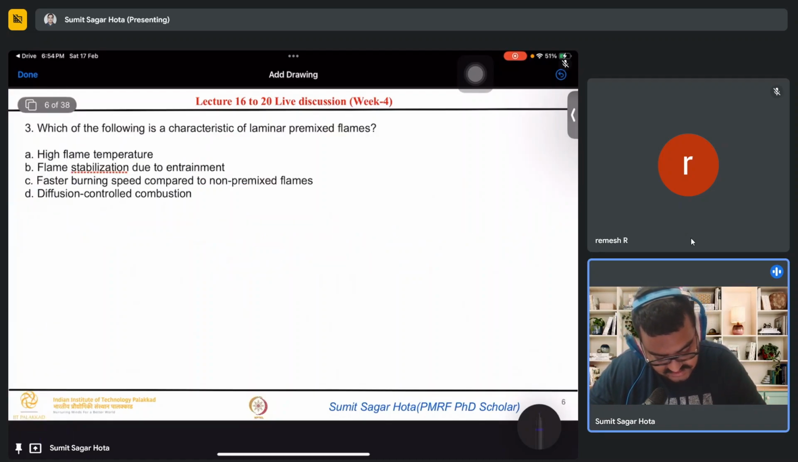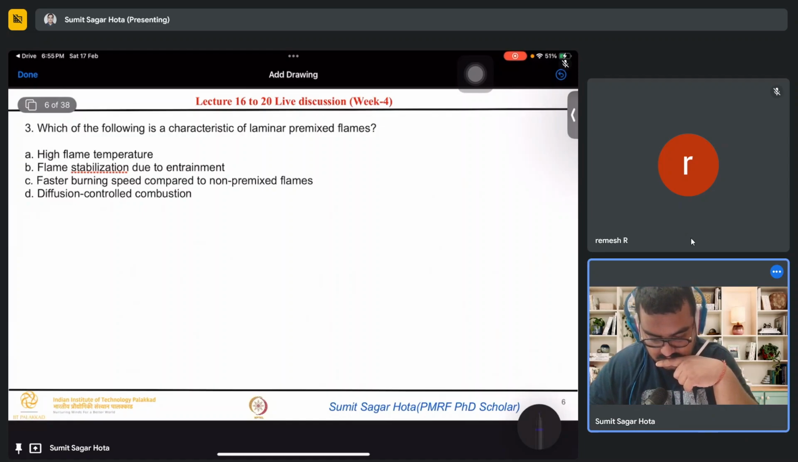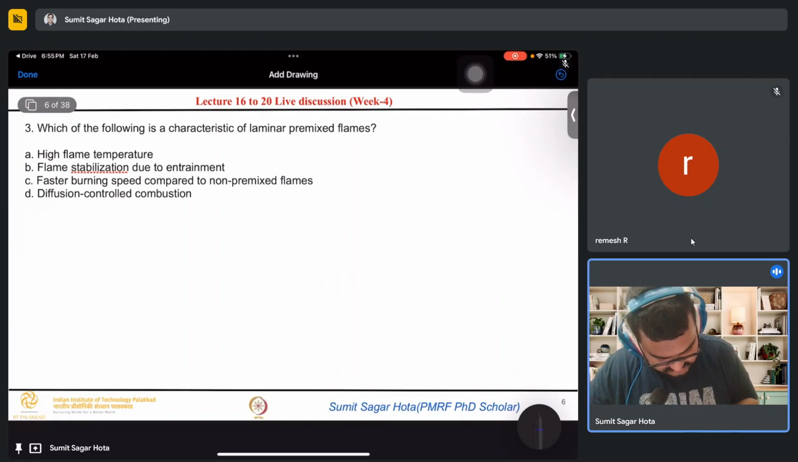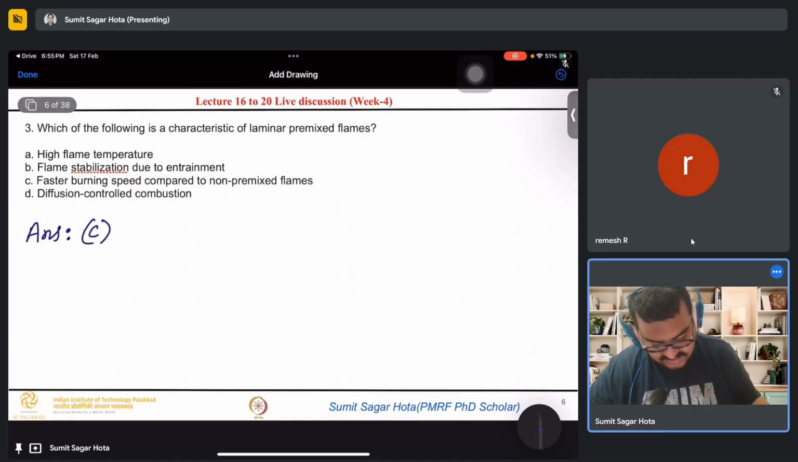Which of the following is a characteristic of a laminar premixed flame? I already told you: whichever fuel has a very low auto-ignition temperature can be burned here, which means faster burning can occur. Faster burning speed can occur more in the premixed flame as compared to the non-premixed.